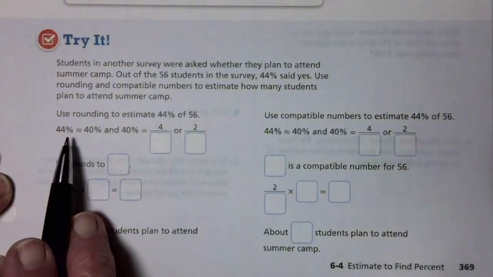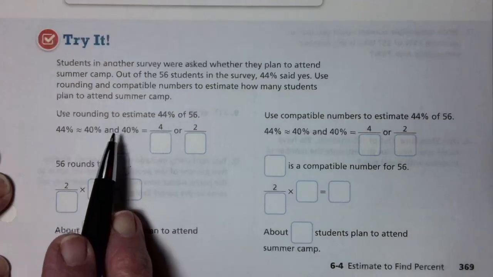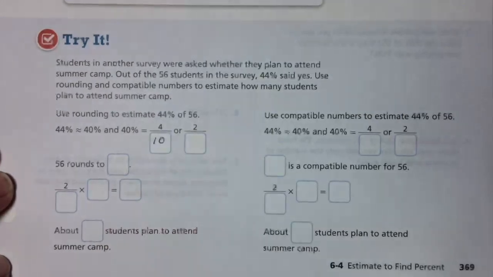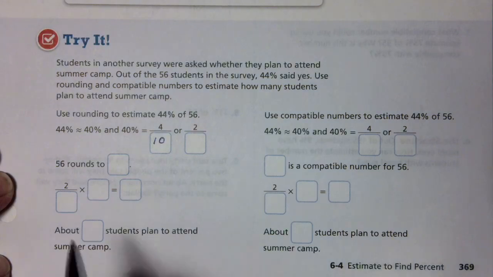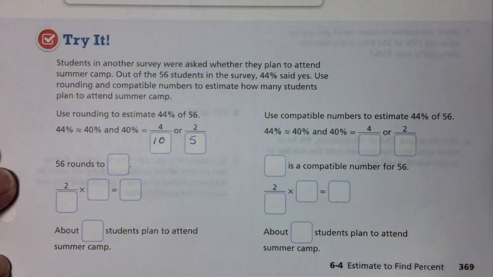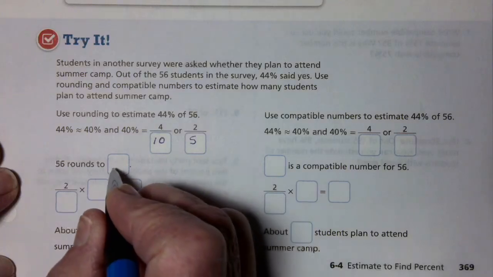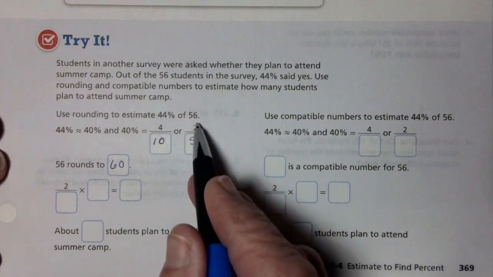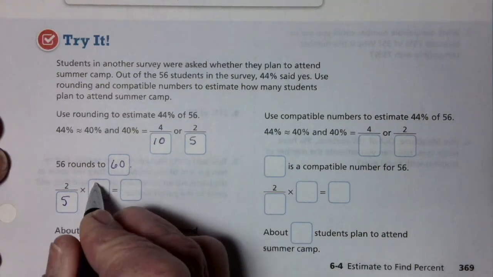Well, 44% is very close to 40%, and 40% is the same thing as 40 over 100, or 4 over 10. They left out the 40 over 100 step. Okay? And then if we reduce that, 2 goes into 4 2 times, and 2 goes into 10 5 times. So that's 2/5. Now 56 rounds to 60. It's close to 60. All right, so now then we want 2/5 times 60.